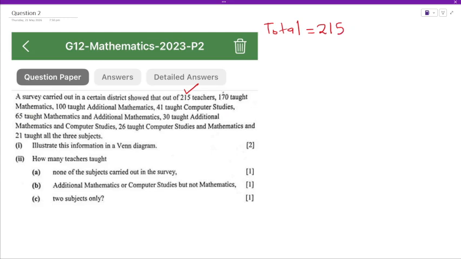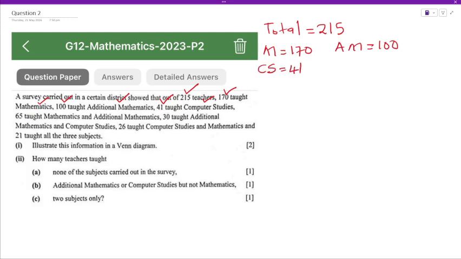Okay, so we're told that 170 taught mathematics. We can now be capturing this data since we now know how to capture the data. So mathematics, we have 170. Okay, 100 taught additional mathematics. Let's call this one AM, additional mathematics. It is 100 teachers. Then 41 taught computer studies. For computer studies, let us call it CS. CS is equal to 41.